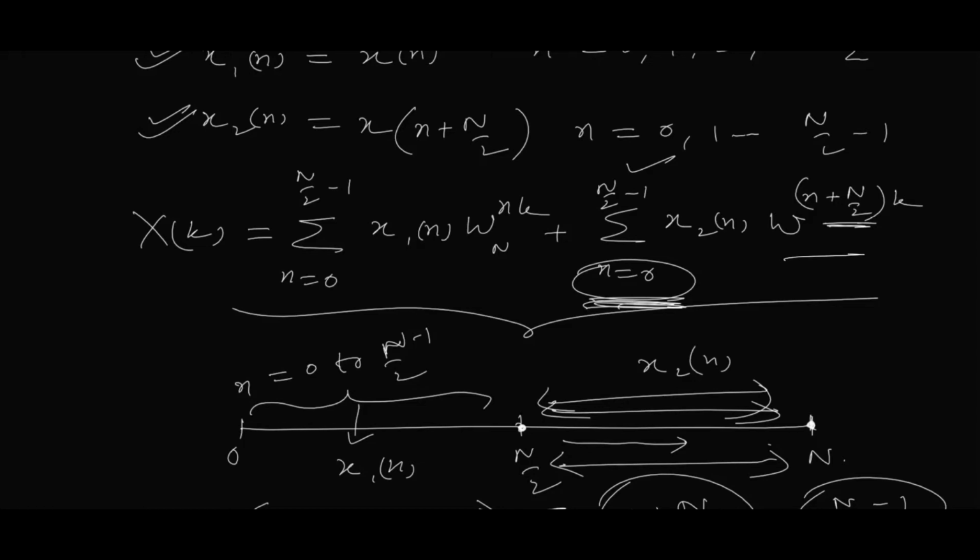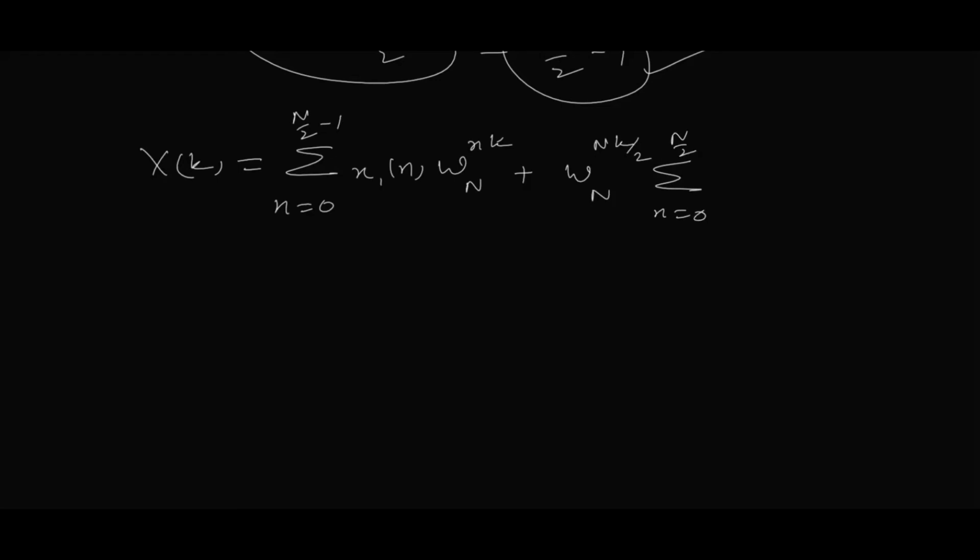Now let us take the constant term of the Twiddle factor outside this summation. So X[k] will become equal to the summation of n from 0 to N by 2 minus 1 of x1[n] multiplied with the Twiddle factor to the power nk, plus, I have taken out the constant term, W to the power Nk by 2, the summation n equal to 0 to N by 2 minus 1 of x2[n] Twiddle factor to the power nk.